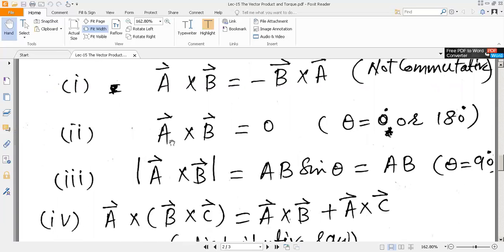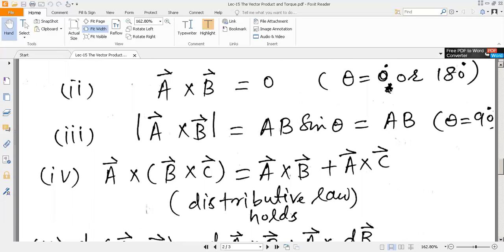If the angle between the two vectors A and B is 0 degree or 180 degree, then cross product will be a null vector. If the angle between these two vectors A and B is equal to 90 degrees, then the magnitude of this cross product will be equal to AB sine theta, as sine 90 degree will be equal to 1. So we can say that this magnitude is equal to the product of magnitudes of two vectors A and B.